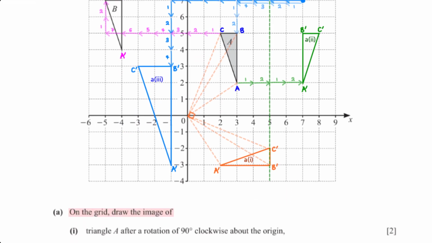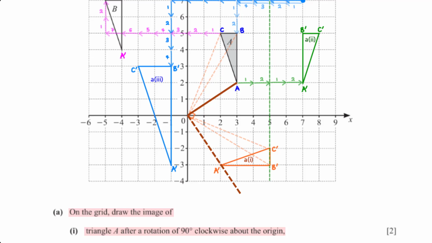On the grid, draw the image of triangle A after a rotation of 90 degrees clockwise about the origin. First, we need to mark the center of rotation, which is the origin. Then we rotate each vertex on triangle A 90 degrees in the clockwise direction about the origin. This means if, let's say, we pick point A, we draw a line from point A to the origin. Then we measure and mark 90 degrees in the clockwise direction from this line. From here, we draw a line from the origin, passing through the 90-degree mark.